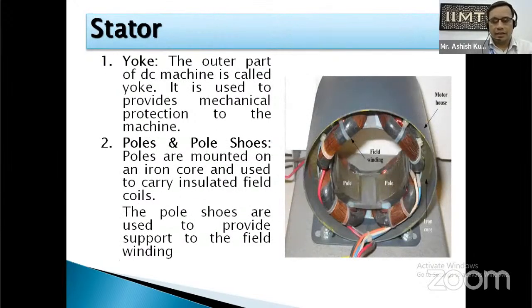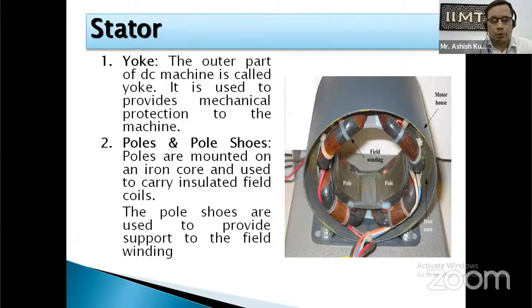Here in the picture, we see the figure of stator. It consists of frame, that is the outer part of the machine, which is known as yoke. Yoke is the outer part of DC machine. It is used to provide mechanical protection to the machine, and it also provides a return path for the flux. So it is made up of low reluctance magnetic material, mainly cast iron or silicon steels.